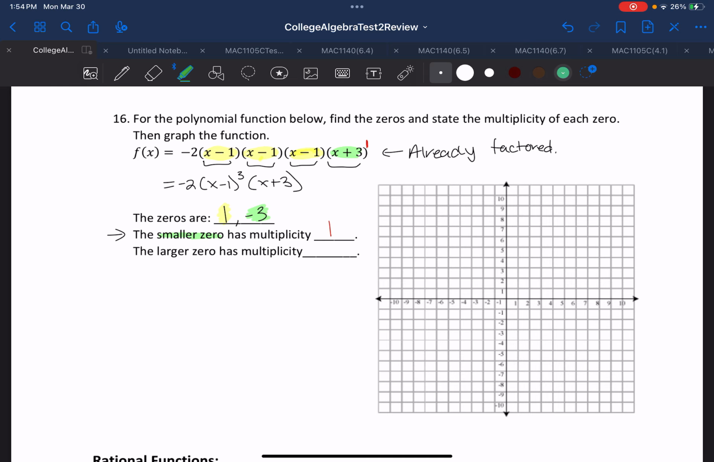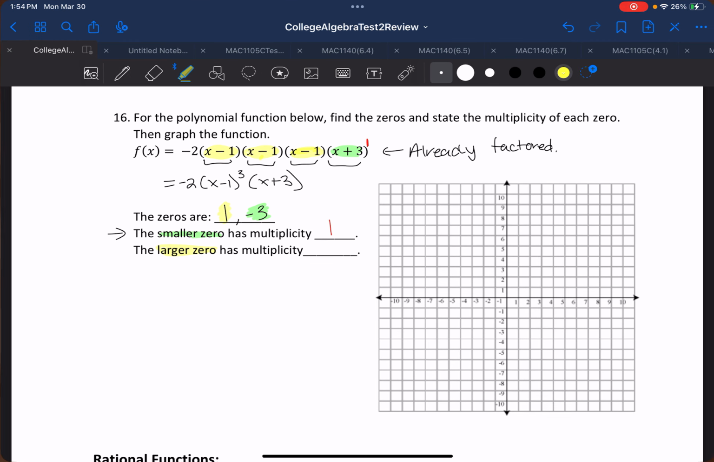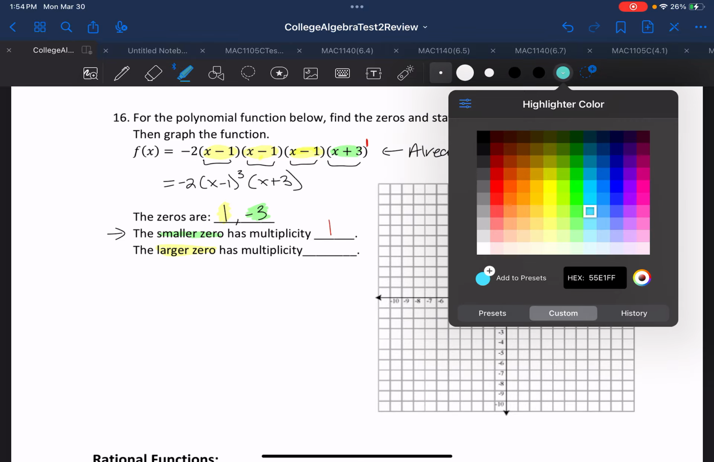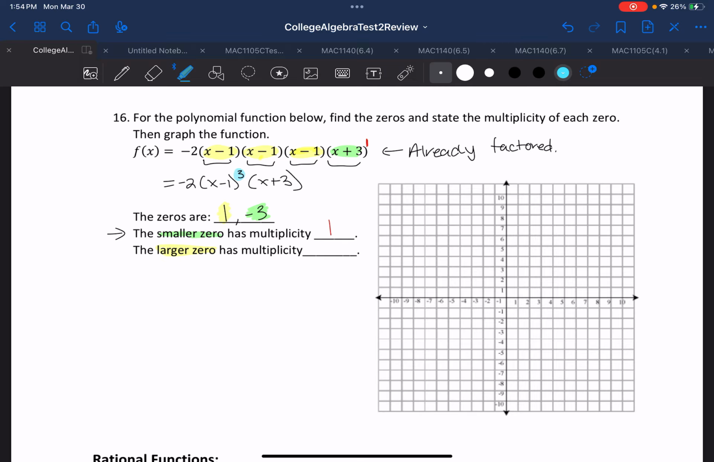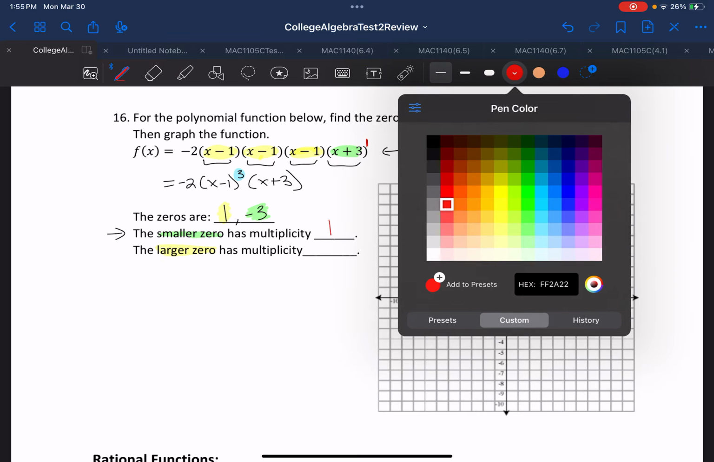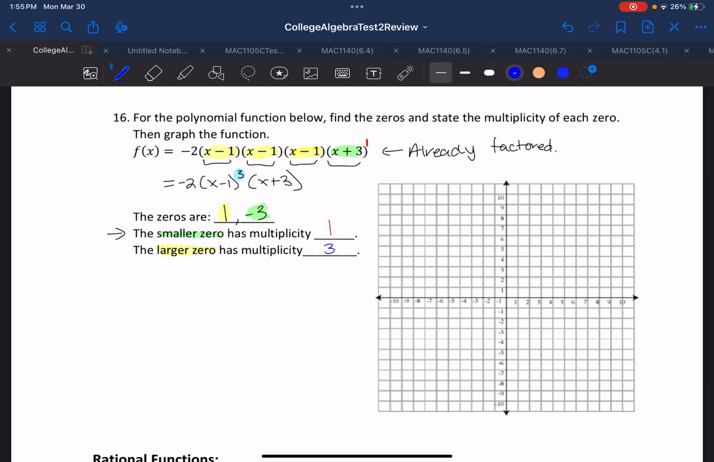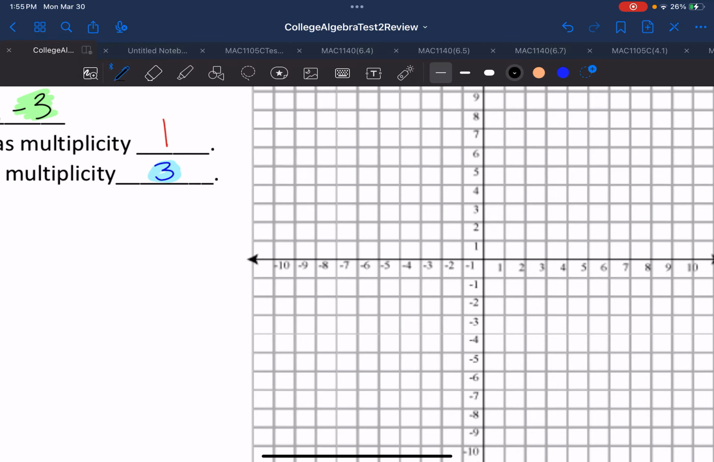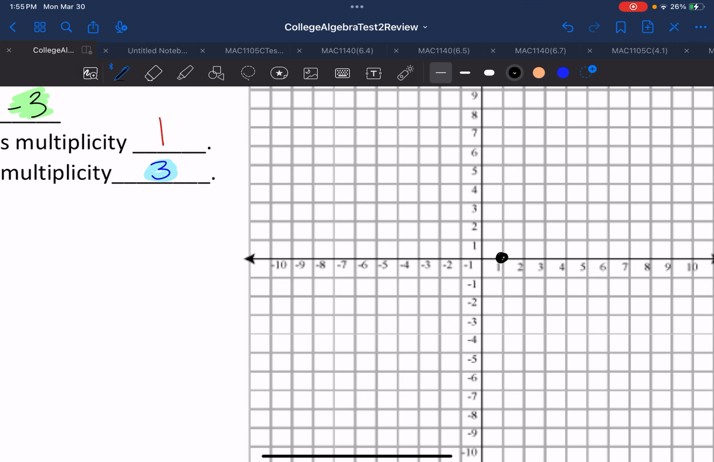But the larger 0 has a multiplicity of 3. The larger 0 is 1, by the way. But the multiplicity would be 3, because that's how many times it occurs. Okay? So let's plot these zeros. There would be 1 at x equals 1 and 1 at x equals -3.